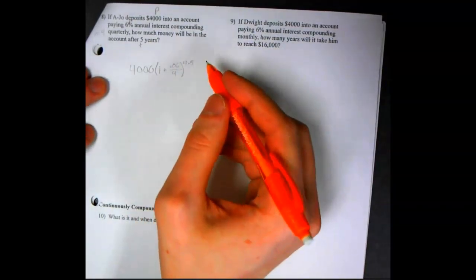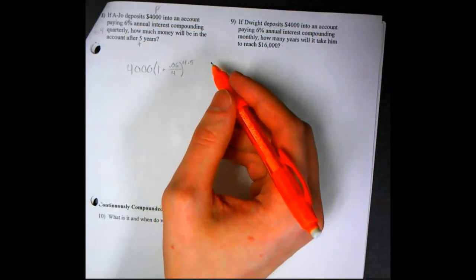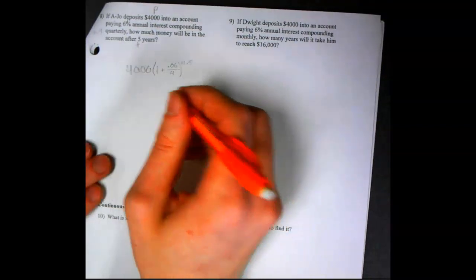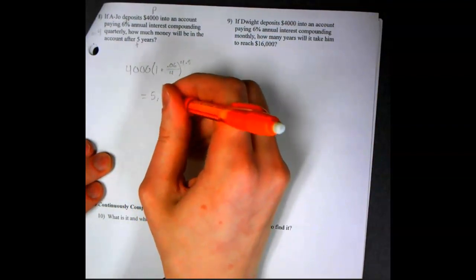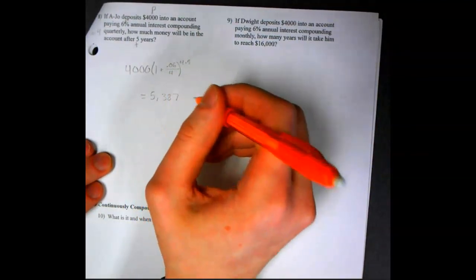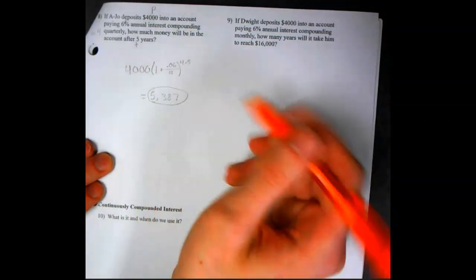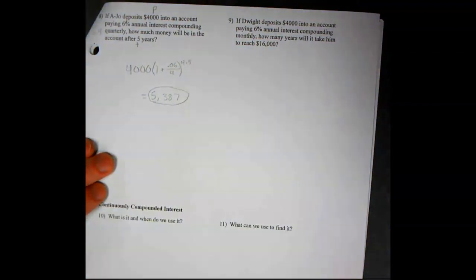You'll plug that into your calculator, and you'll come out with 5,387, right around there. And we'll just round to the nearest whole for this. But we'll have that as our answer.